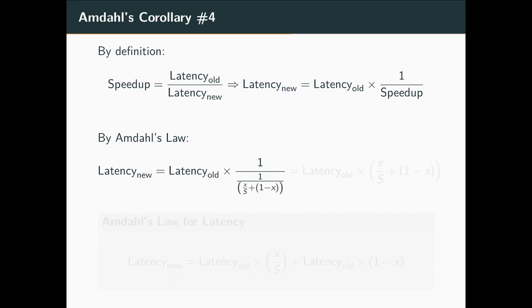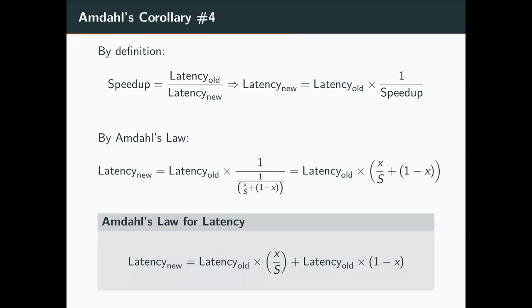Because it gives us our total speedup for targeting X of our program and speeding it up by S. And then just rearrange a little bit. Obviously, this is kind of ugly down here, so let's just move it up and multiply. And we get the new latency is just the old latency times x over s plus 1 minus x. And then distributed in, that gives us our Amdahl's law for latency.